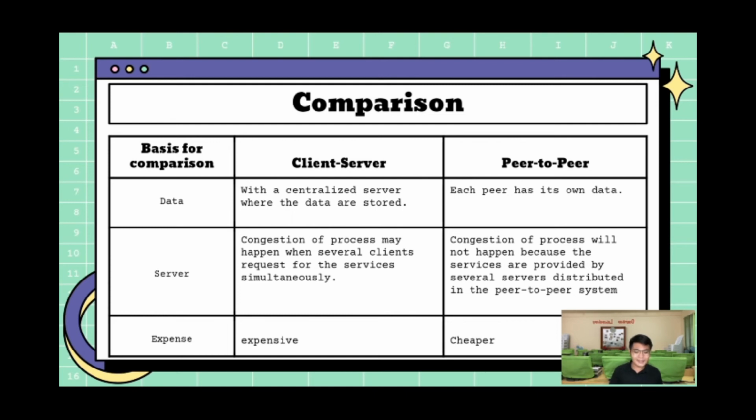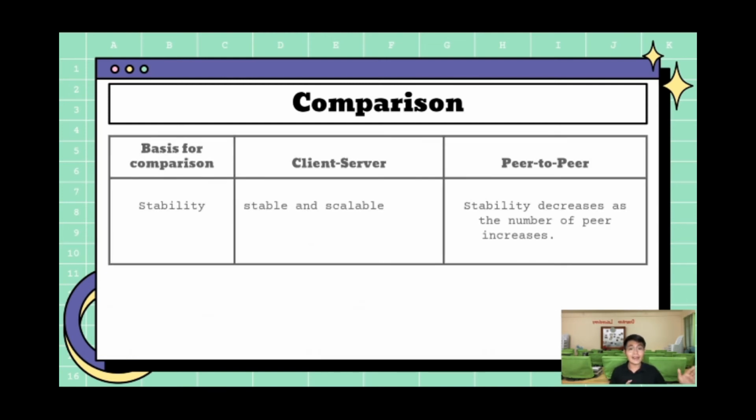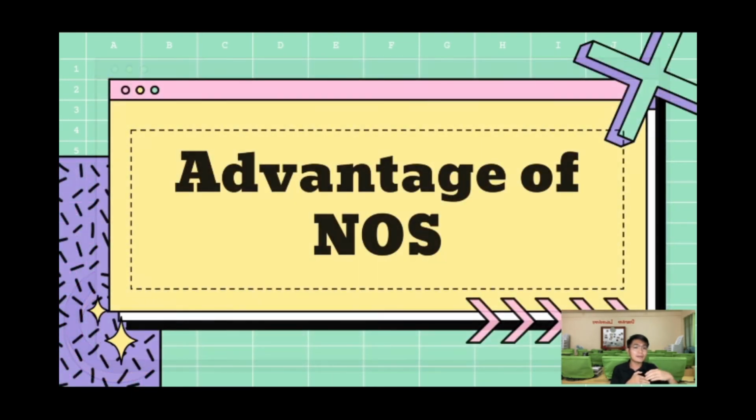Next, expense as a basis for comparison. Kay client server, expensive, mahal. Samantalang kay peer-to-peer, it is cheaper. And for the stability, kay client server, stable and scalable. So kay client server, kahit dumami pa yung numbers of computers or numbers of clients na connected kay server, stable pa rin siya. Whereas kay peer-to-peer, stability decreases as the number of peer increases. Habang lumalaki yung computers o yung peers na connected sa same network, yung stability ng peer-to-peer network operating system ay bumababa.